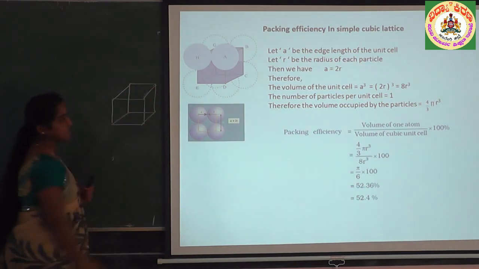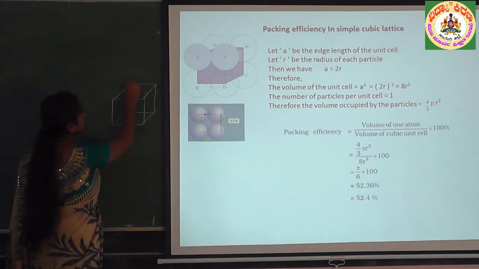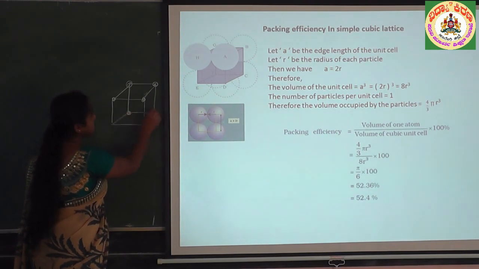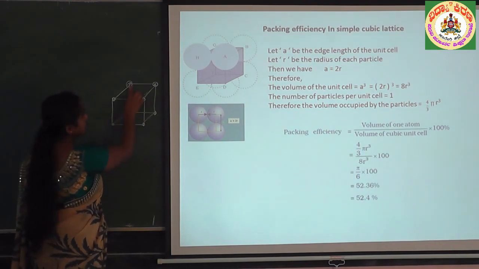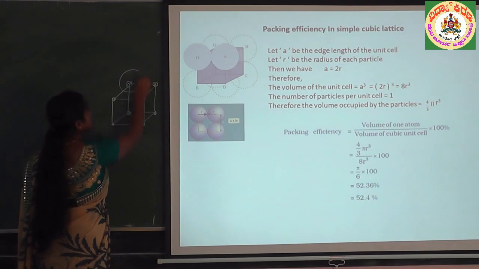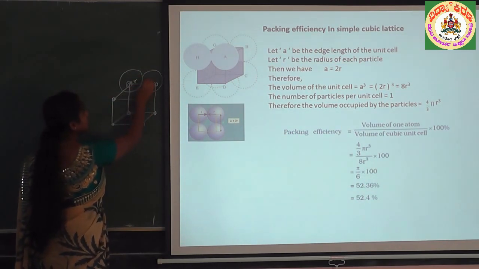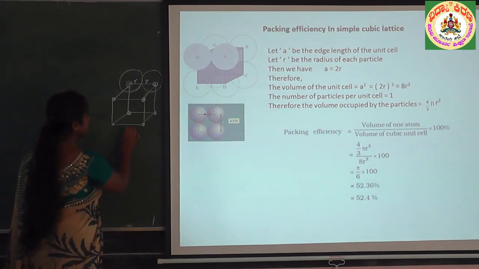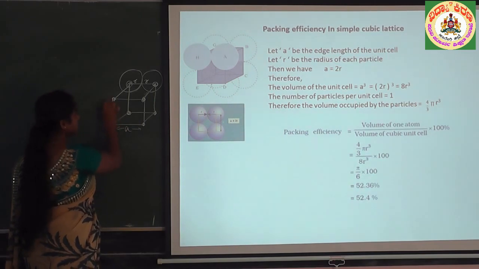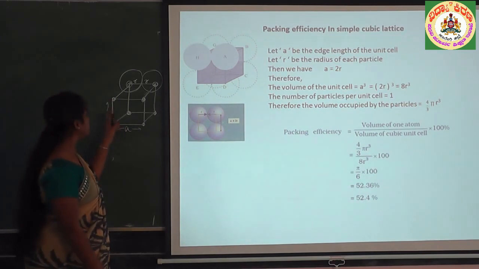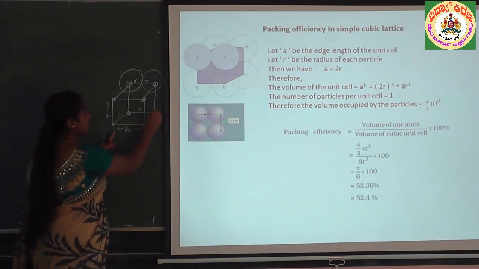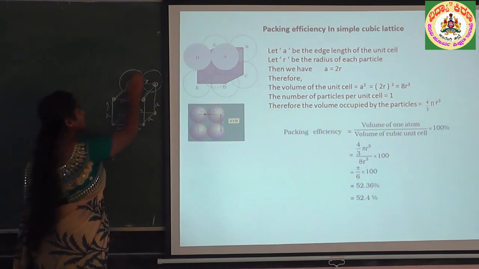in a simple cubic unit cell, the constituent particles are present at the corners only. If I take these two particles, these are spherical atoms, and this is a distance r. Let A be the edge length of the unit cell. We know that in a cubic unit cell, all the lengths are the same. Suppose it is A, all the edge lengths are A.